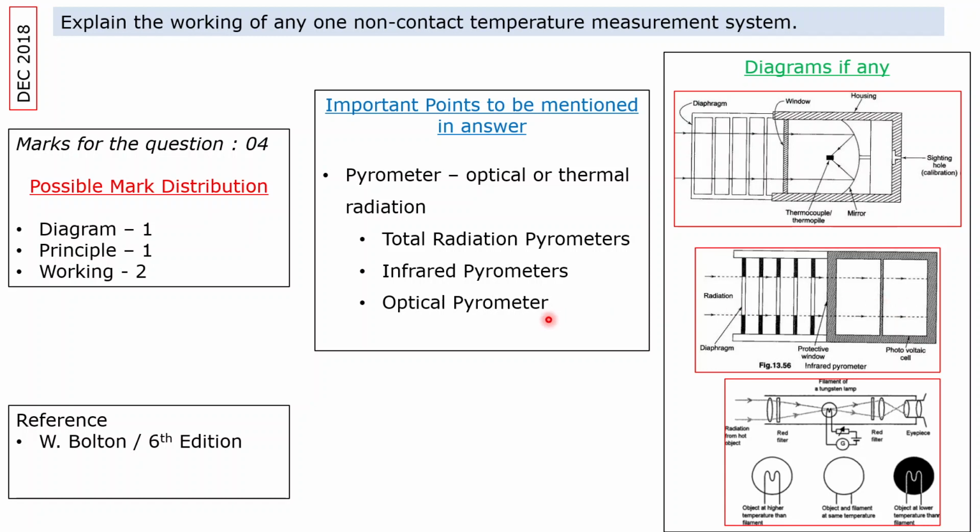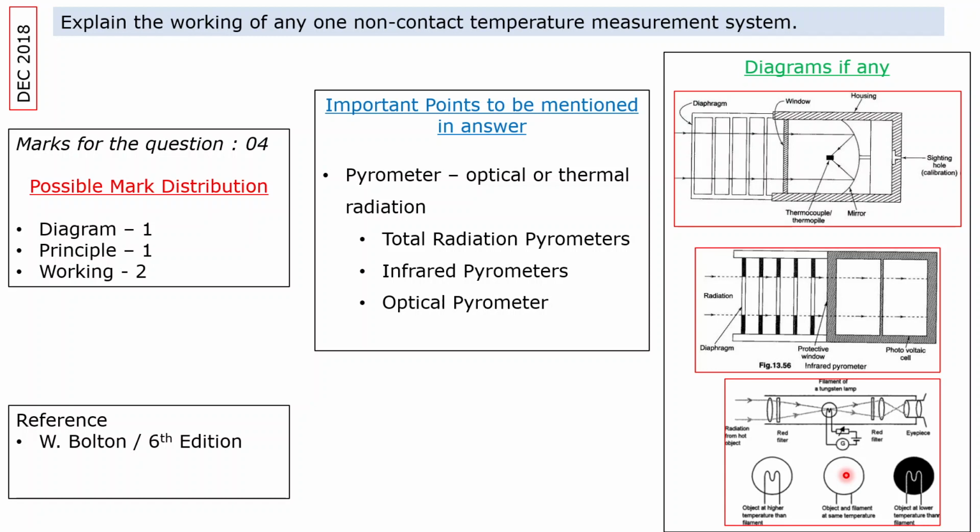The third one is the optical pyrometer. In the optical pyrometer, you can see a filament here. The radiation from the object is incident onto this particular filament, and from here you can understand that if the object is at a higher temperature than this particular filament, then the filament will be visible like this, like the first figure. And if the object and filament have the same temperature, the filament will not be visible in this particular circle.